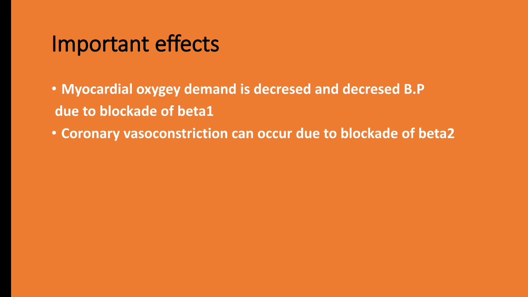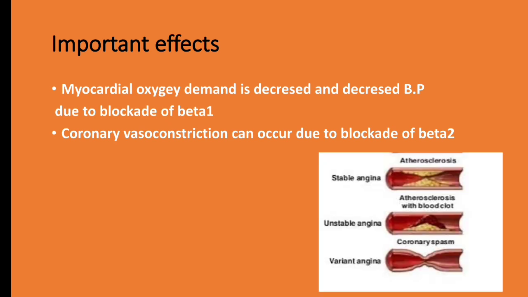So the important effects of these non-selective beta blockers are they decrease the myocardial energy demand, okay? And they also decrease the blood pressure due to blockade of beta 1 receptors, okay? Beta 1 is mainly on the heart, and coronary vasoconstriction can occur due to the blockade of beta 2 receptor. Remember, it causes vasoconstriction, right? So that's why these non-selective beta blockers are useful in classical angina.